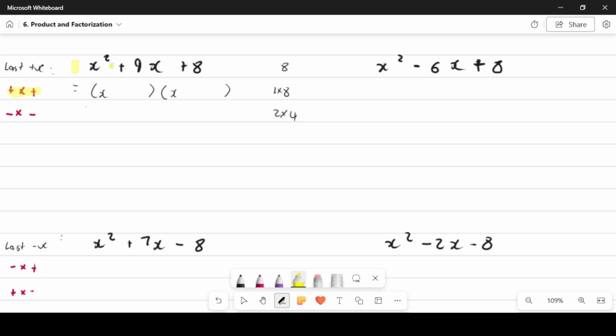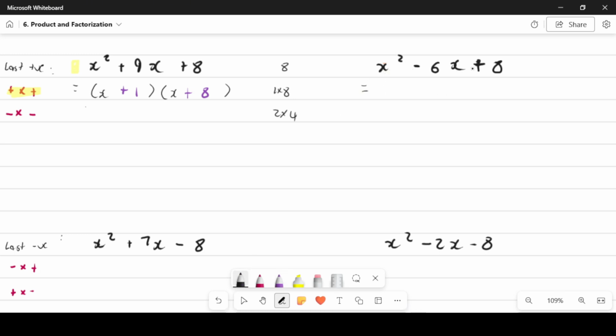I'll have to take the plus plus because we have the case where the last term is positive and the middle term is positive. So therefore, it'll be 2 positives. So it'll be plus 1 plus 8 gives you 9. So therefore, we already found the solution on the first try. Right? Sometimes you have to try it for the second set of factors. Let's look at the next example.